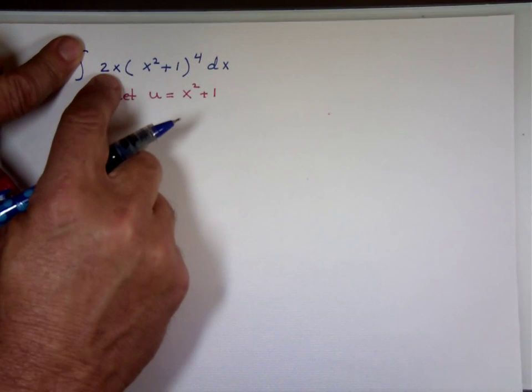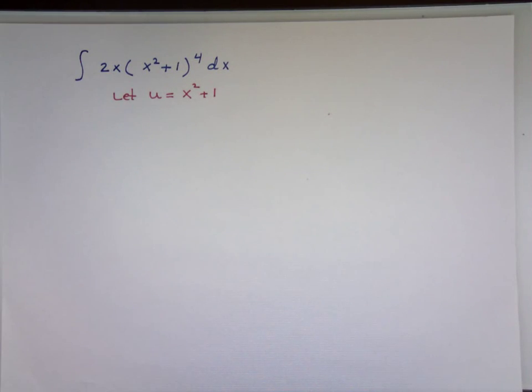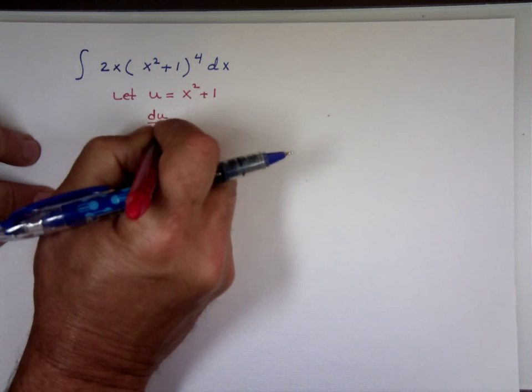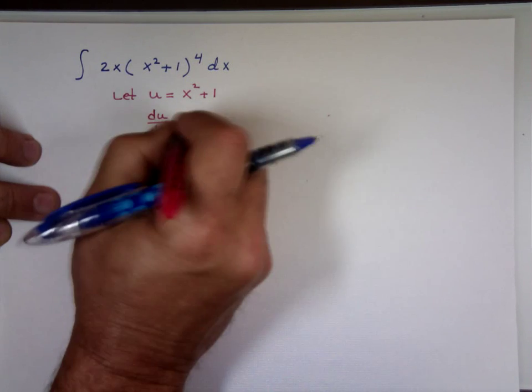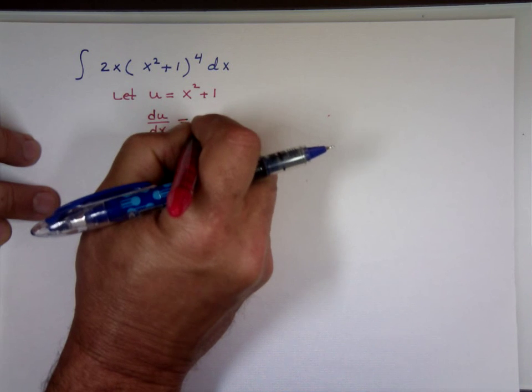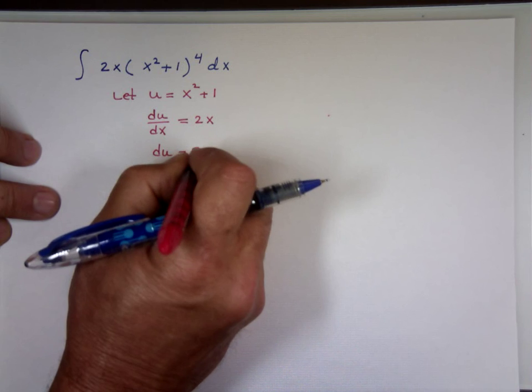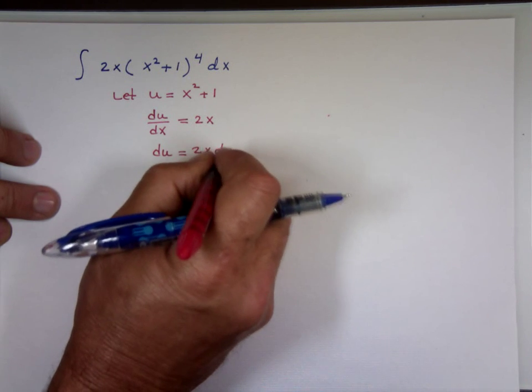That number doesn't have to be the same. You'll see in the next example I'll change it. Okay, so if you let u equal x squared plus 1, what's the derivative of that? What's du dx? Isn't that 2x? Which means du equals what? 2x dx. Well, this is perfect.